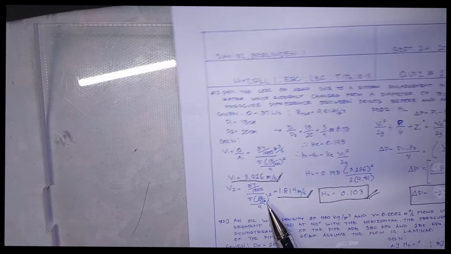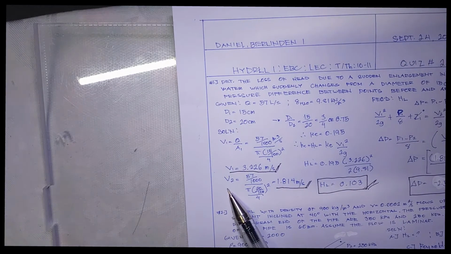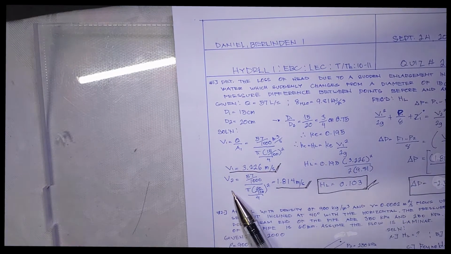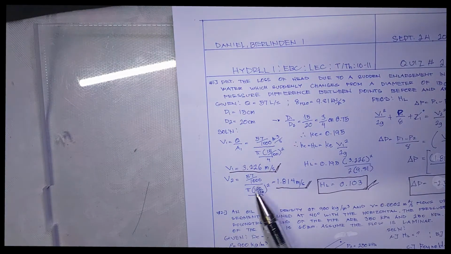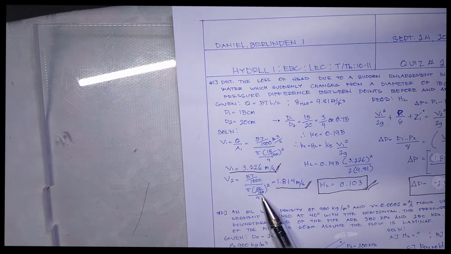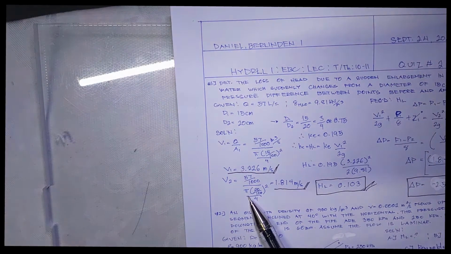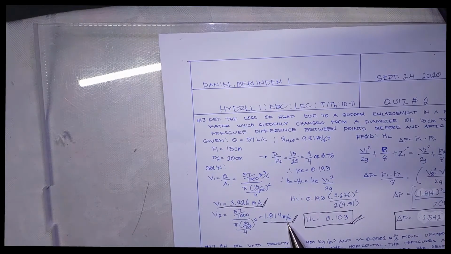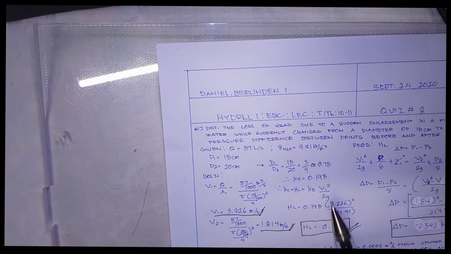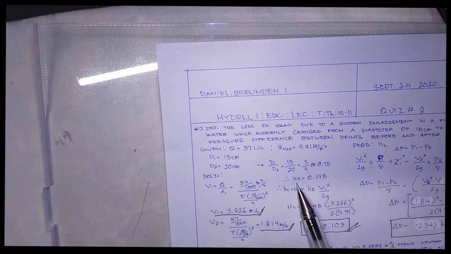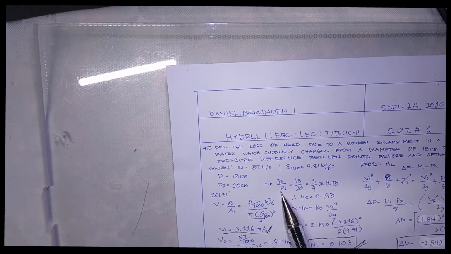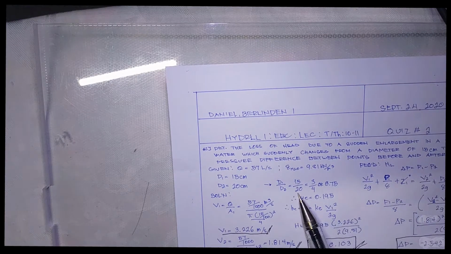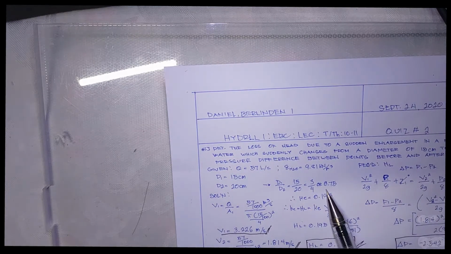And then we compute for the value of the velocity at the second diameter, which is 57 over 1000 over the area of the given diameter number 2. So we have velocity 2 which is 1.814 meter per second. And then after that, we will find the value of KE, which is equal to the ratio of diameter 1 over diameter 2. So we have 15 over 20, which is equal to 3/4 or 0.75.